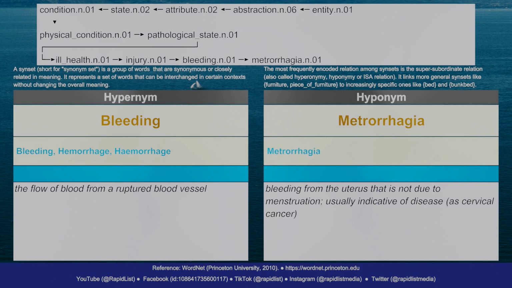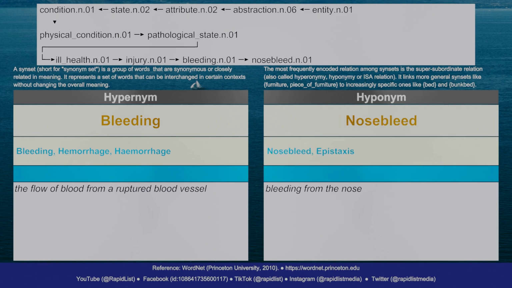Metrorrhagia. Bleeding from the uterus that is not due to menstruation, usually indicative of disease, as cervical cancer. Nosebleed. Bleeding from the nose. Olomorrhagia. Bleeding of the gums.